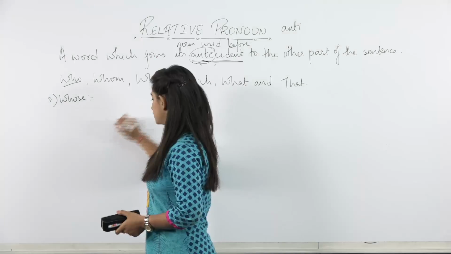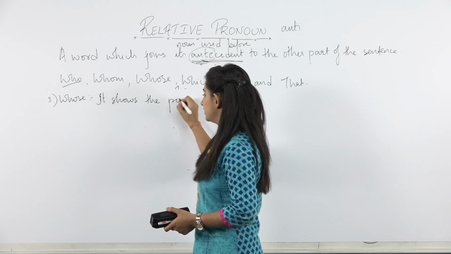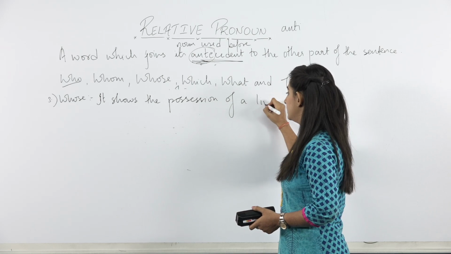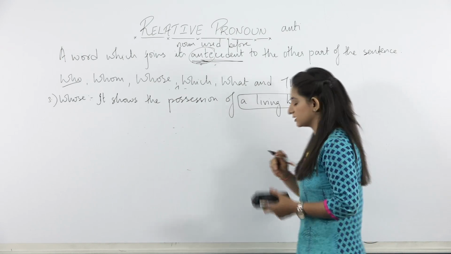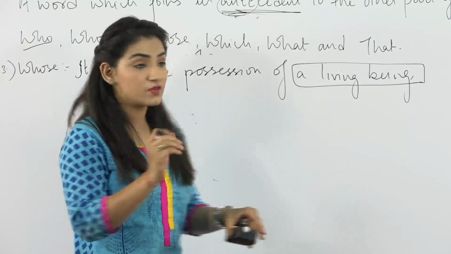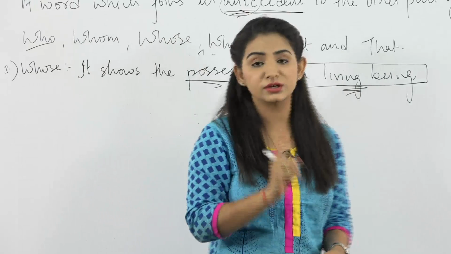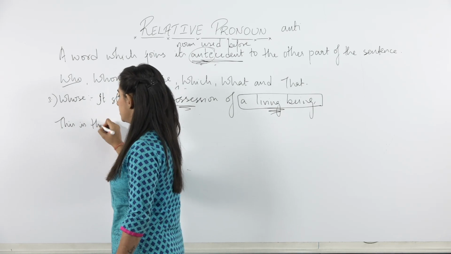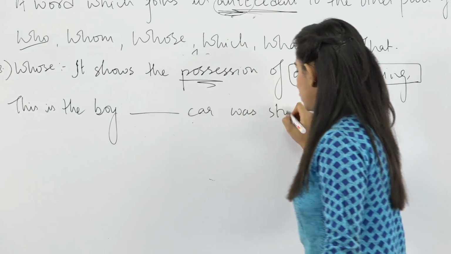So what does it show? It shows the possession of a living being. ये एक बहुत बड़ी कंडीशन है जो इसके साथ एसोसिएटेड है. अ लिविंग बीइंग, इट्स अ कंडीशन विच इज एसोसिएटेड विद दिस. Whenever we have to show the possession, the ownership only of a living being, in that condition you will use whose with it. For example, if I say this is the boy dash car was stolen yesterday.